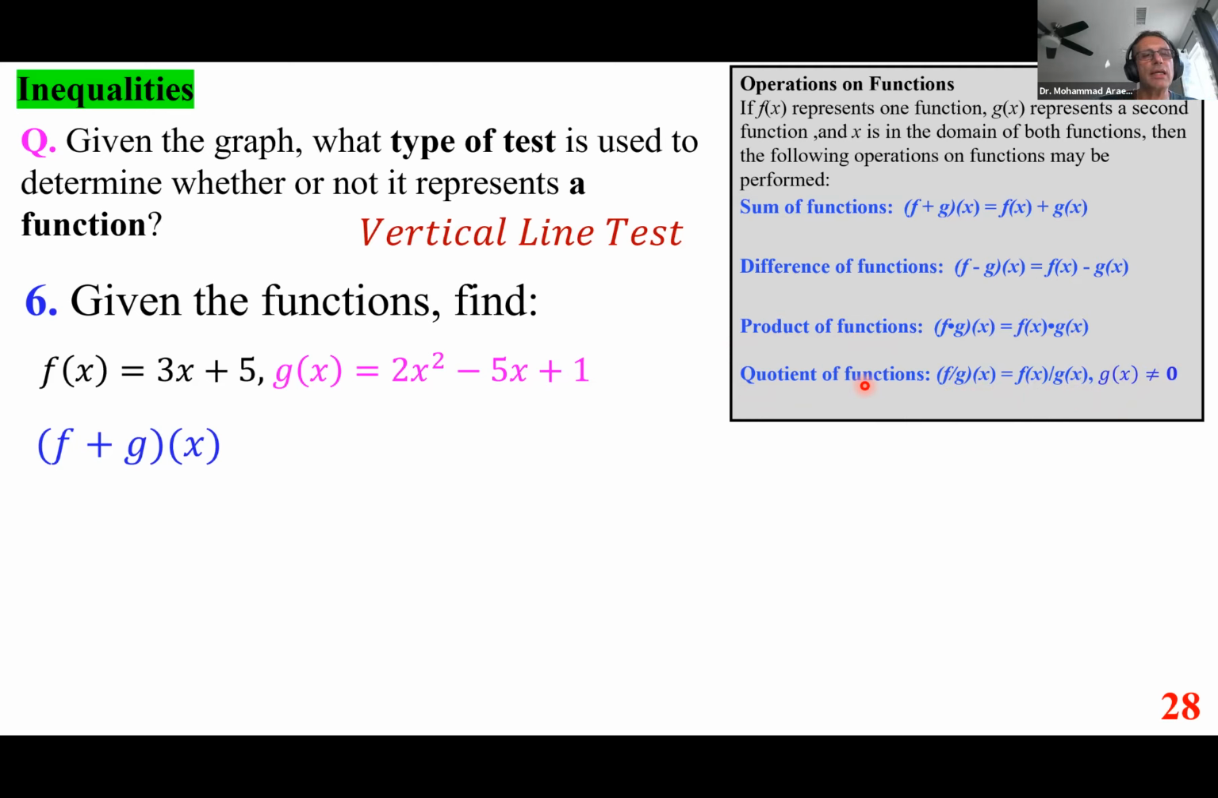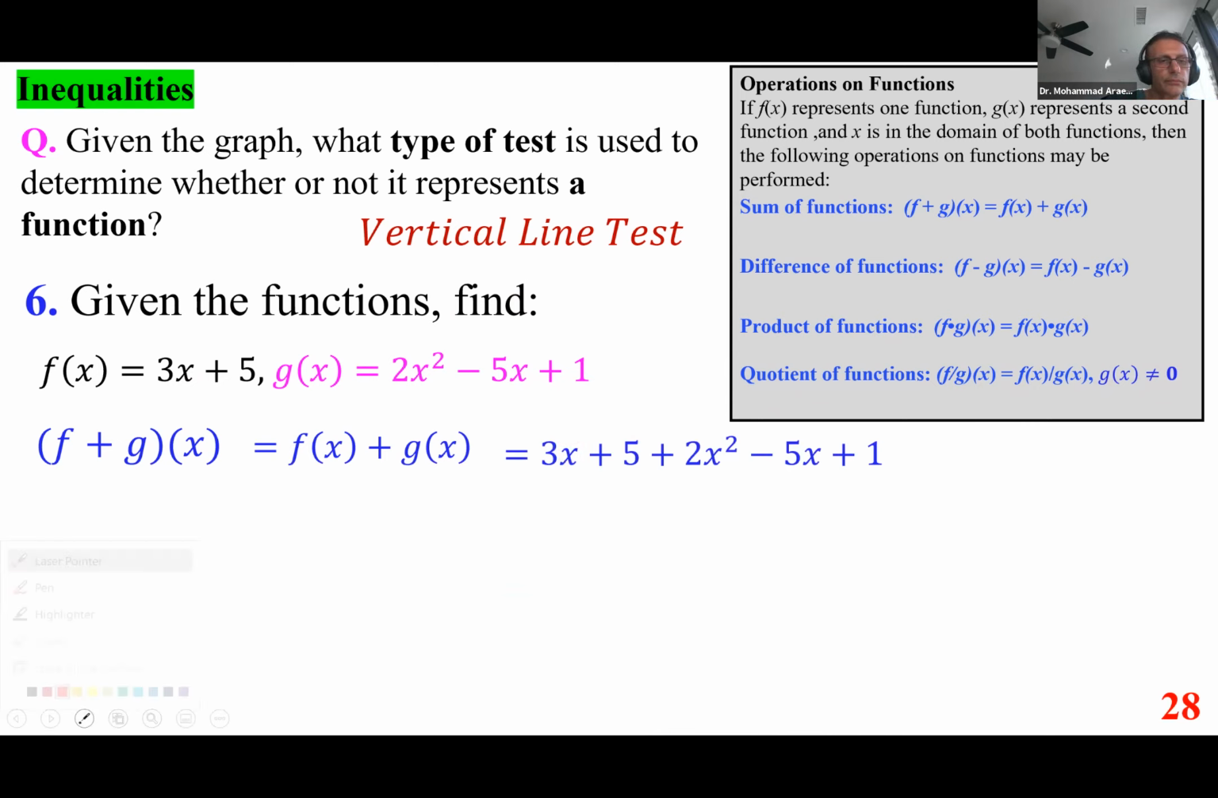So with that being the case, the first one is asking for f plus g. Simply put, add up the f of x and g of x. So f of x is 3x plus 5. G of x is 2x squared minus 5x plus 1. Which means we can add 3x and negative 5x. We also can add 5 and 1, which results in 2x squared minus 2x plus 6. It's good practice to put it in descending order.